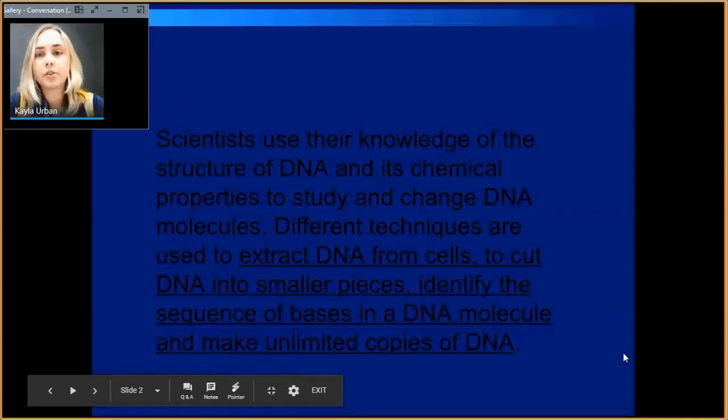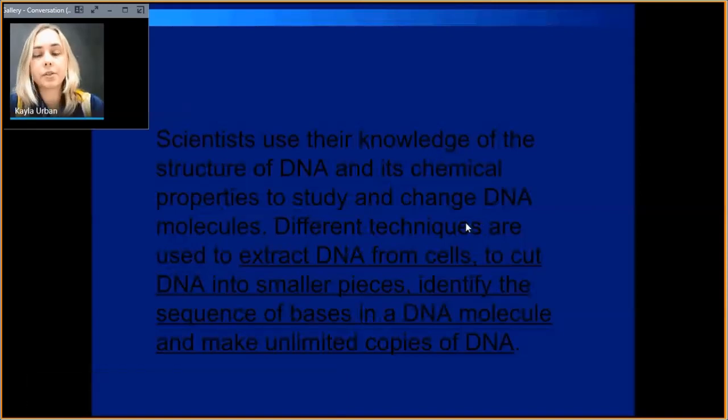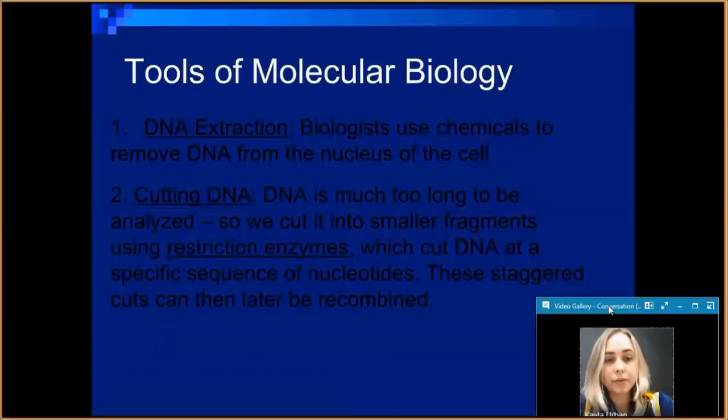Scientists use their knowledge of the structure of DNA and its chemical properties to study and change DNA molecules. Different techniques are used to extract DNA from cells, to cut DNA into smaller pieces, identify the sequence of bases in a DNA molecule, and to make unlimited copies of DNA.